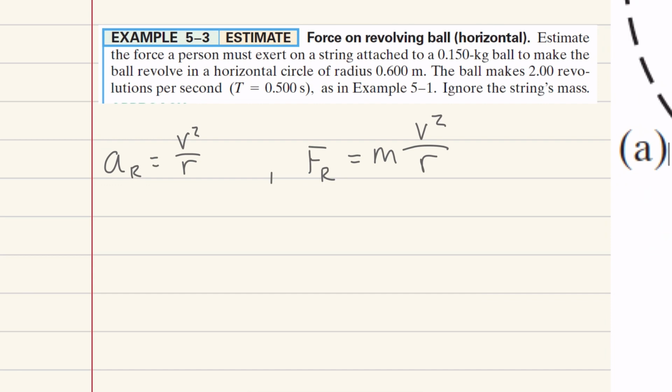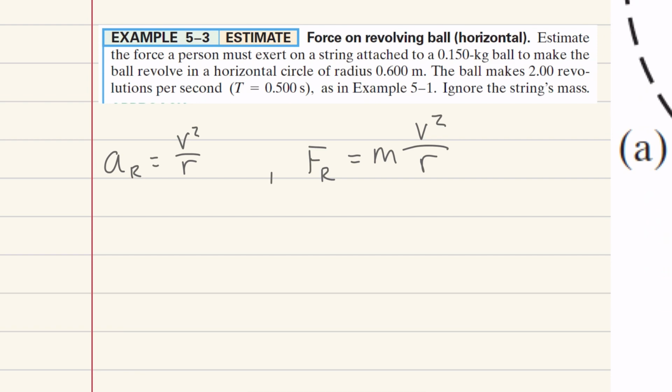It says, estimate the force a person must exert on a string attached to a 0.15 kilogram ball to make the ball revolve in a horizontal circle of radius 0.6 meters. The ball makes 2 revolutions per second. That's going to be the frequency. And because period is the inverse of frequency, a frequency of 2 gives us a period of 1/2, or 0.5 seconds.